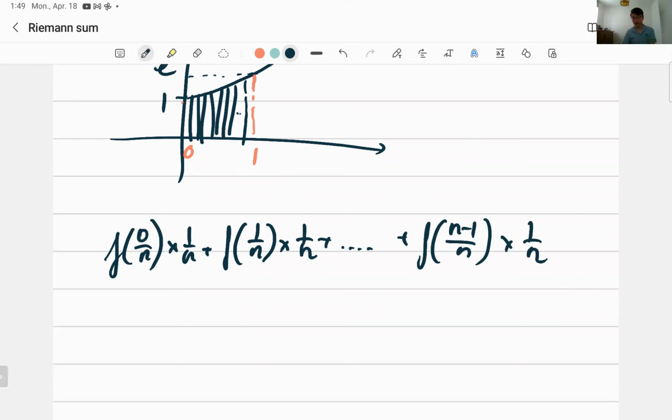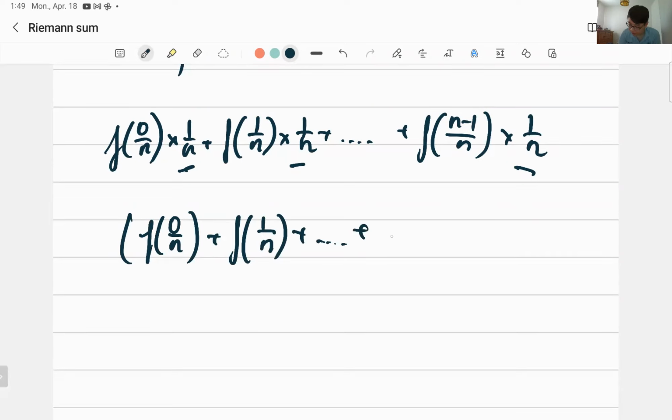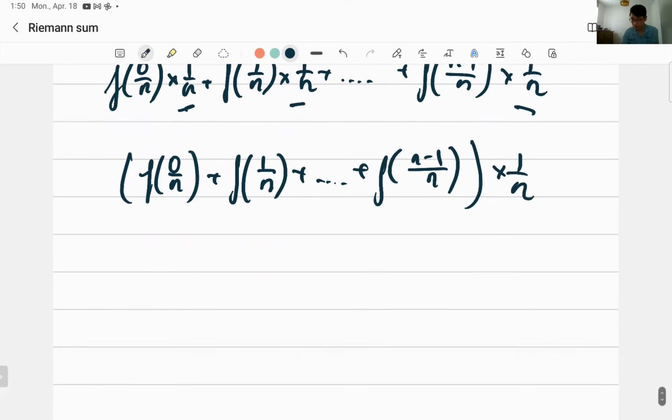I'm going to factor out the 1 over n. Inside is f of 0 over n plus f of 1 over n plus up to f of n minus 1 over n. My apologies, the video got too long, but for now you can skip it if you know how to do it.